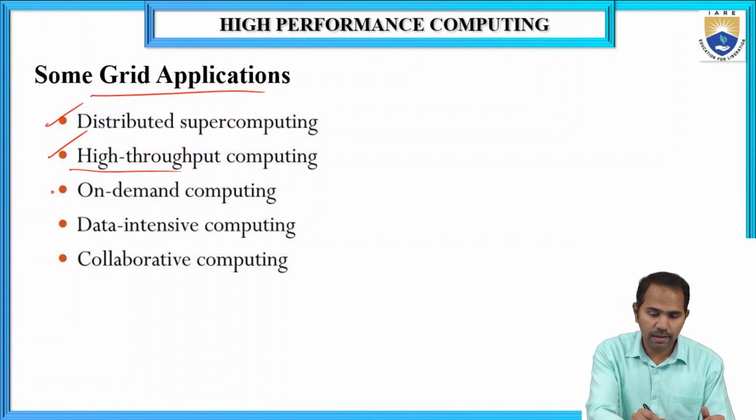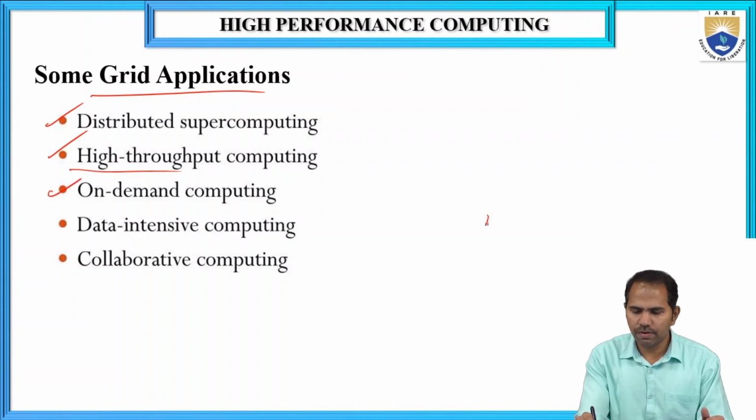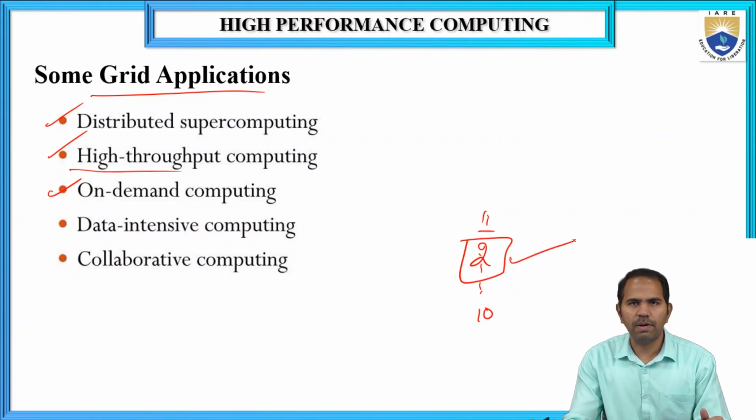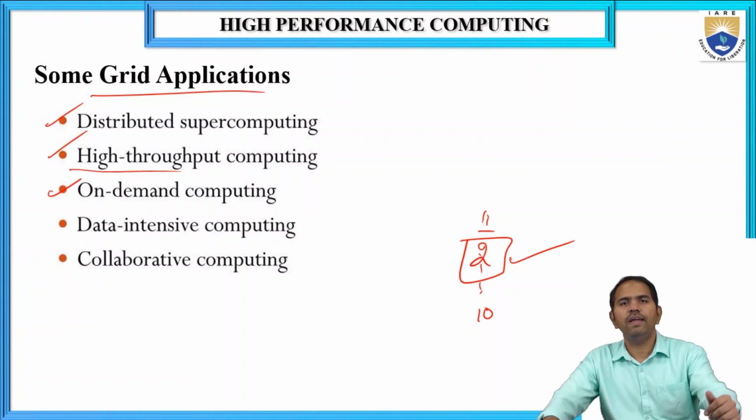On demand computing: say we have 10 processes, 10 tasks, and I want task 2 executed first on demand. Task 2 has to be executed first among them. So in on demand computing, the second task should be executed first.